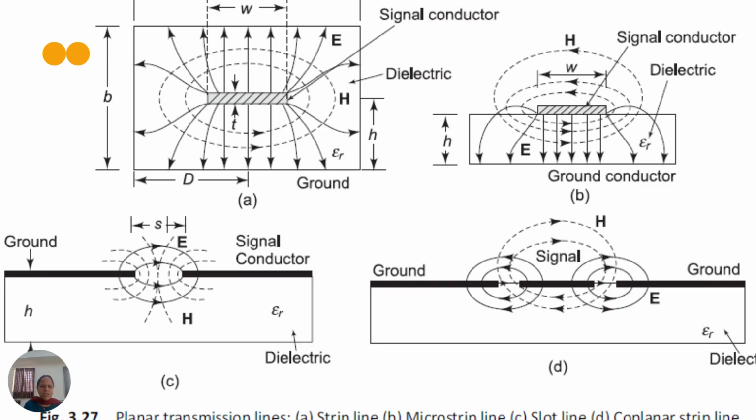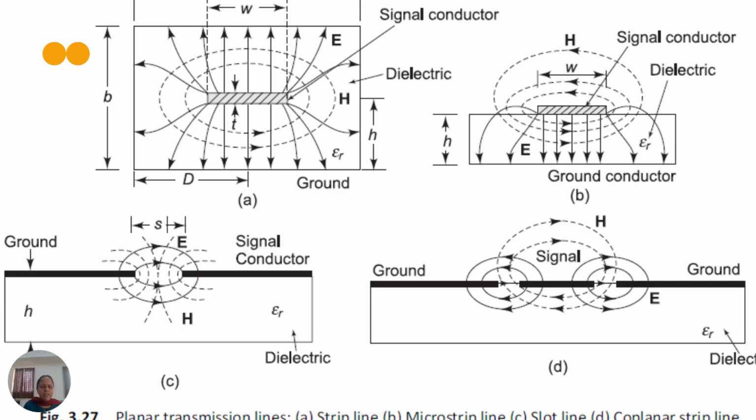If you see the construction of these lines, it will look like this. The first one, which I'm showing with the cursor, is the strip line structure, and this is a microstrip line structure. The bottom is a slot line structure. The last one is a coplanar strip line structure.